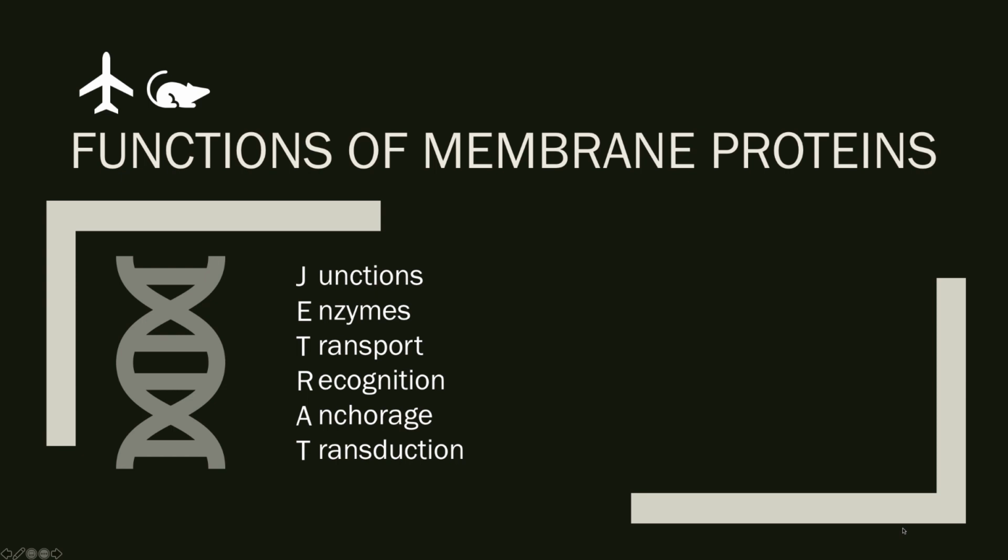Junctions is connecting two cells together. Enzymes is pretty straightforward, it's just the chemical reactions. Transport is facilitated diffusion and active transport as examples there. Anchorage is the attachment point for the cytoskeleton. Transduction is a function as receptors for peptide hormones.